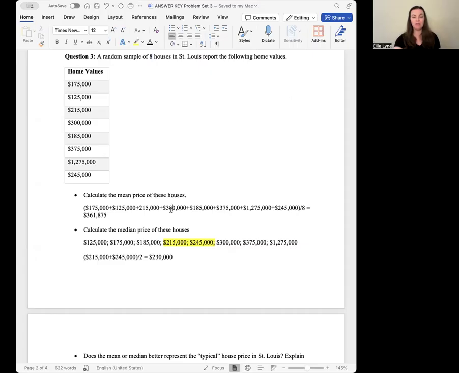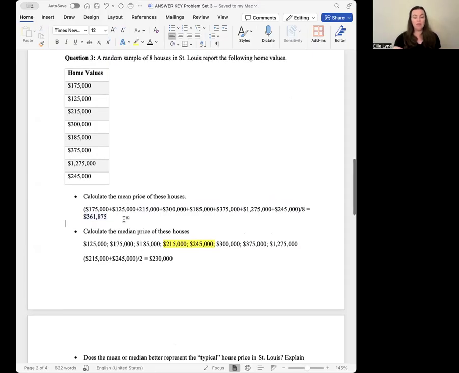Starting off with our mean, same exact procedure you saw in our previous questions. We add together all of the values that are listed there and divide by n. In this case, it is 8 houses within St. Louis to get an average home value of $361,875.